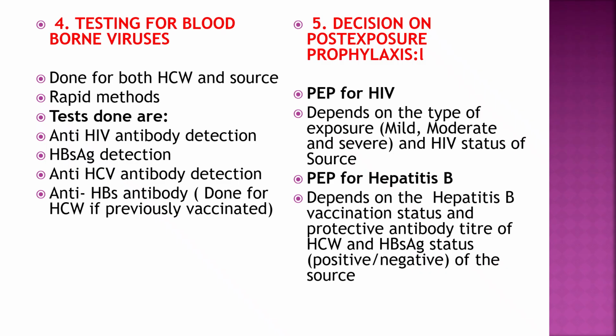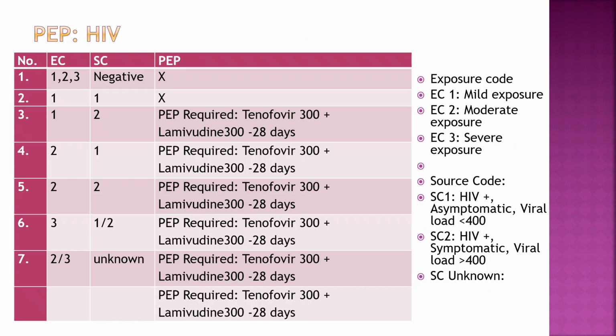The decision on post-exposure prophylaxis. For HIV, it depends on the type of exposure, like mild, moderate, severe, and the HIV status of the source. For hepatitis B, it depends on the hepatitis B vaccination status and protective antibody titer of the healthcare worker, and the hepatitis B antigen status, positive or negative, of the source. So this is a chart showing exposure code and source code.